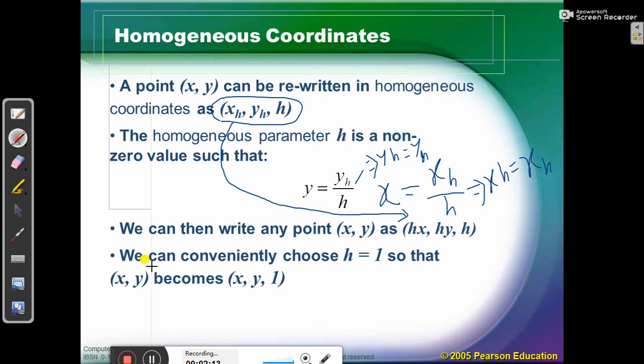Conveniently we choose h equal to 1, so that the point (x, y) becomes (x, y, 1), because if you multiply 1 with x it becomes x, 1 with y it becomes y, and then comma 1. That is the homogeneous parameter. We can convert any point to homogeneous coordinates by introducing a homogeneous parameter using such an equation, because h is a non-zero value.